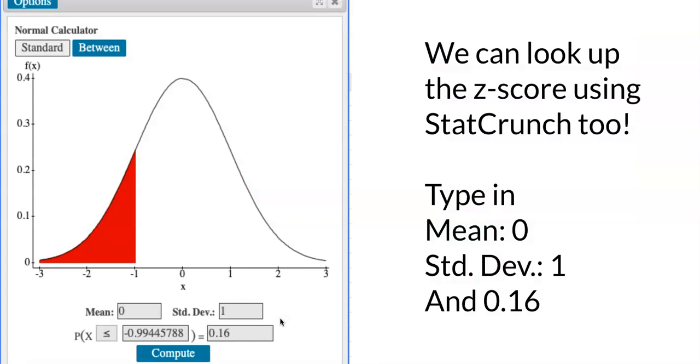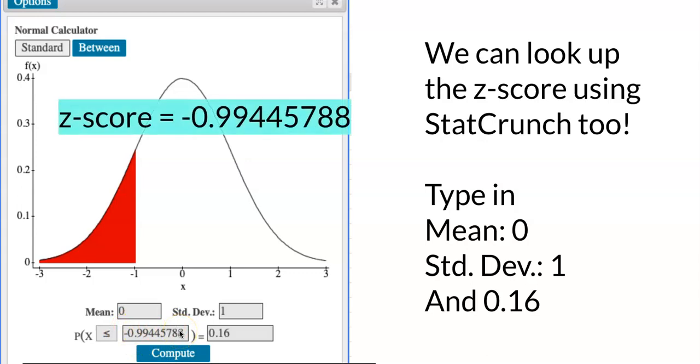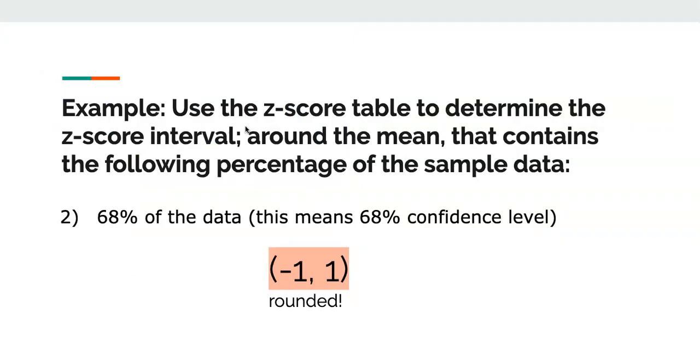So this is what I did. I just used StatCrunch. Type in the mean is 0 and standard deviation is 1. And put 0.16 after the equal sign, but leave this blank. Notice that the number they gave us, the z-score, is -0.99. And if you round that up, that's -1, right? So to the left, it's going to be -1. To the right, the upper bound will be +1, and that's the rounded confidence interval. Let's do 2 more. I think you're getting this.